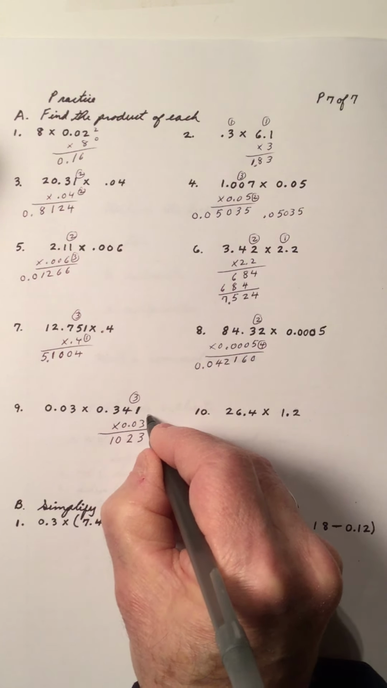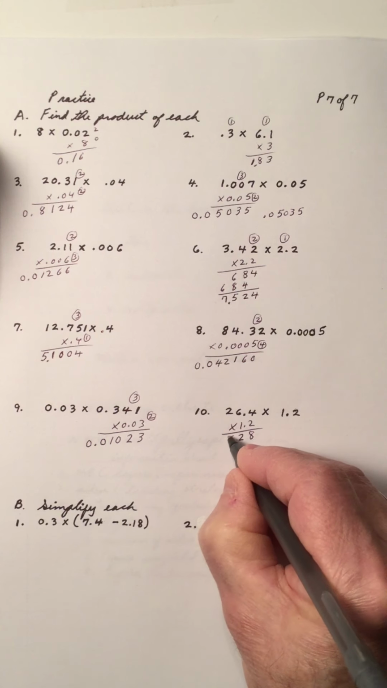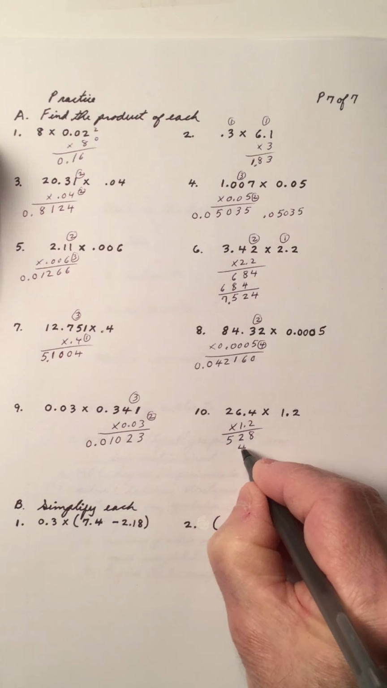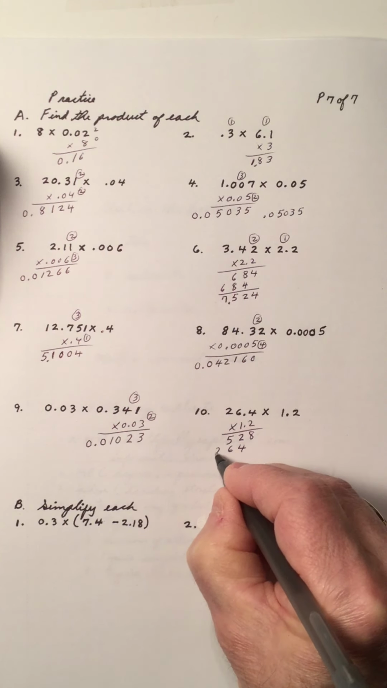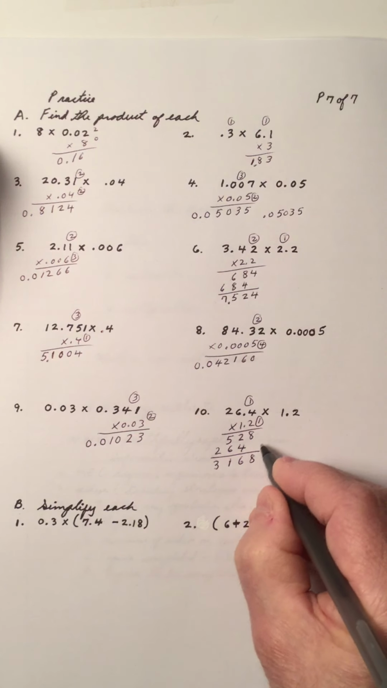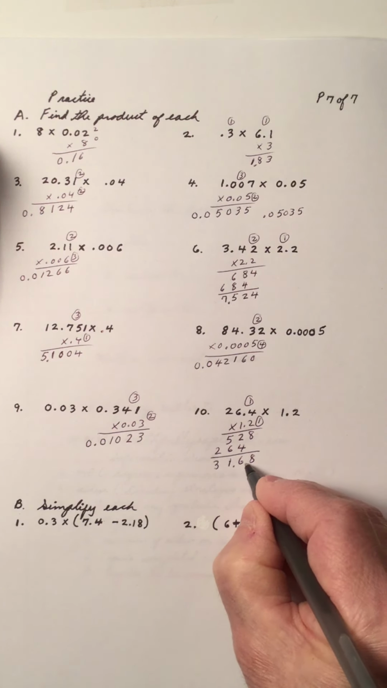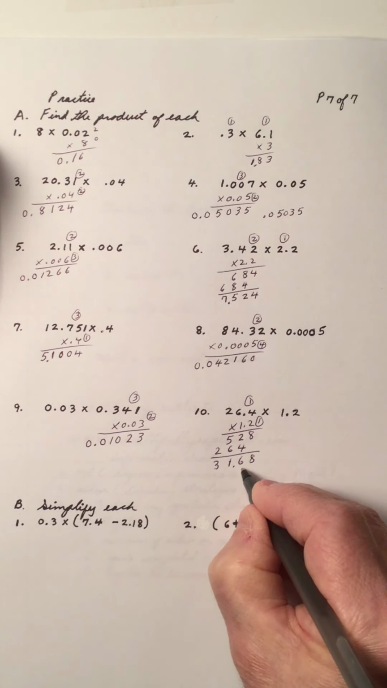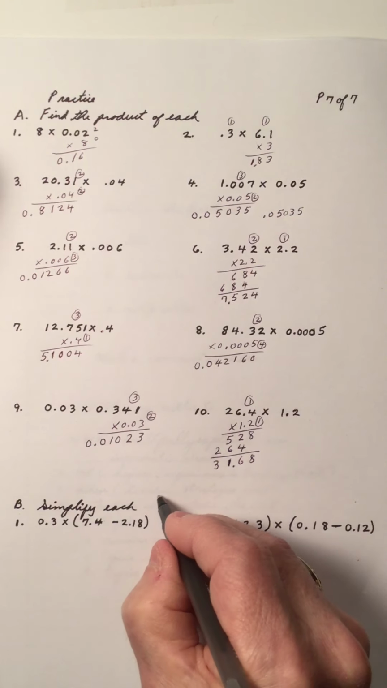Multiply by 1.2. 4 times 2 is 8. 6 times 2 is 12. Carry a 1, 4, and 1 is 5. And when you multiply by 1, the digits are going to stay the same. Notice I move over 1 place. I get an 8 when I add. I get a 6. I get 11, and carry a 1 is 3. There's 1 decimal place. 1 decimal place has 2 decimal places. So 1, 2. So it's 31.68, 2 decimal places.